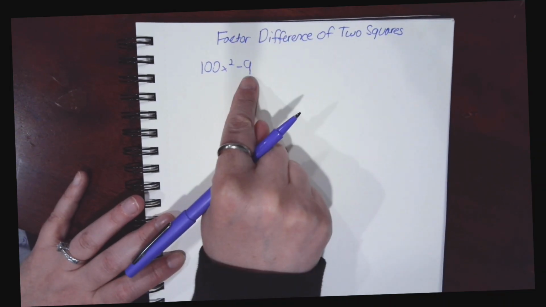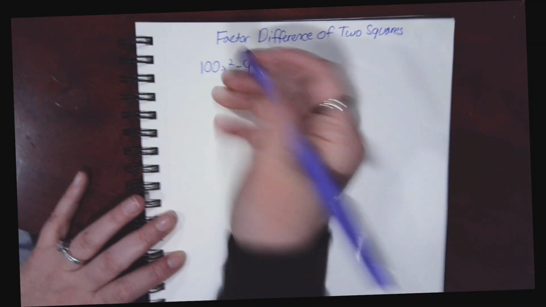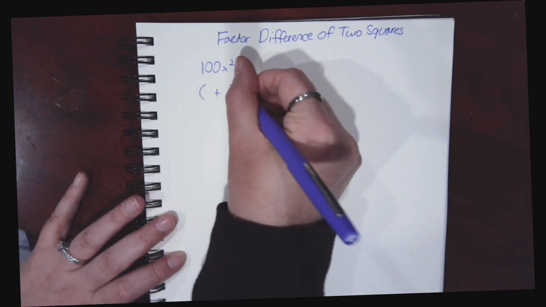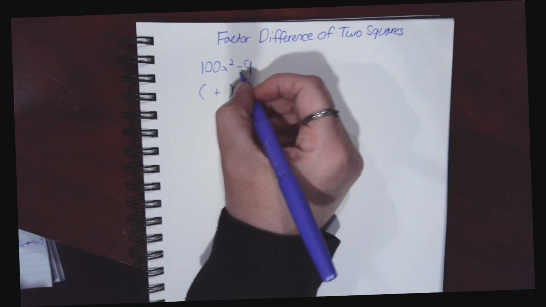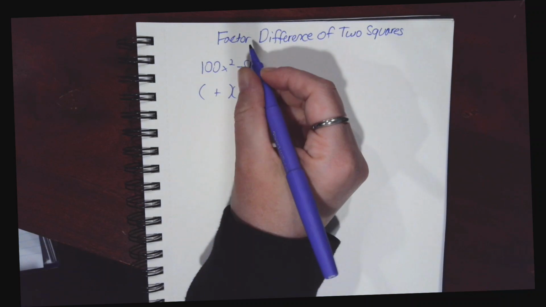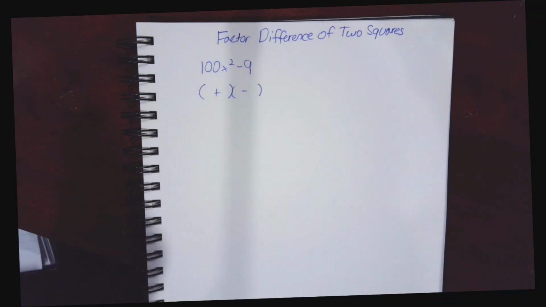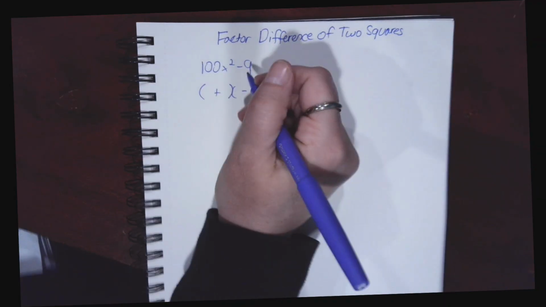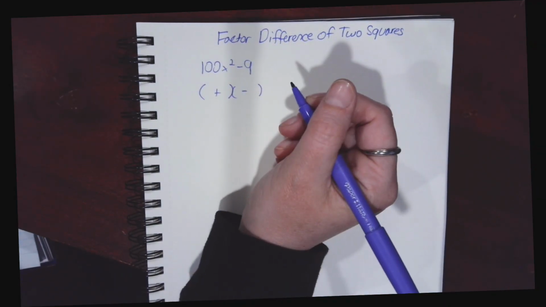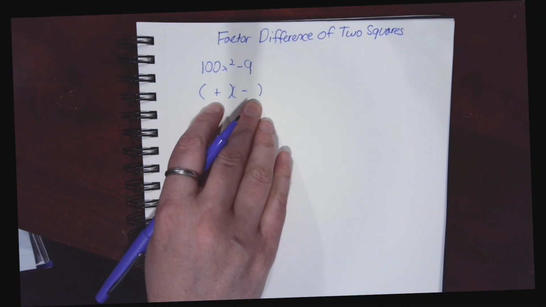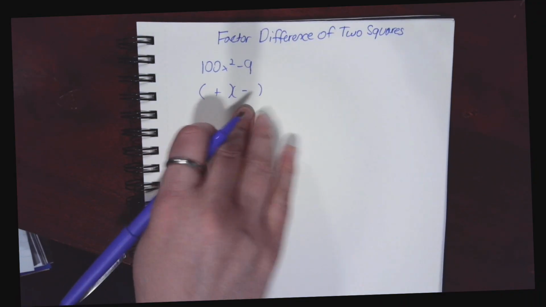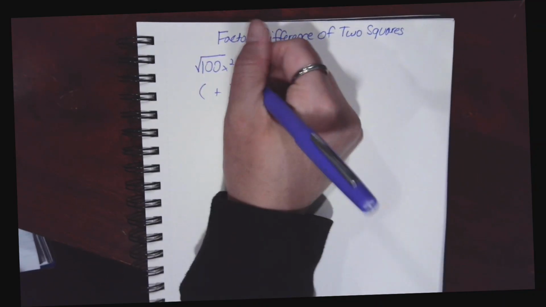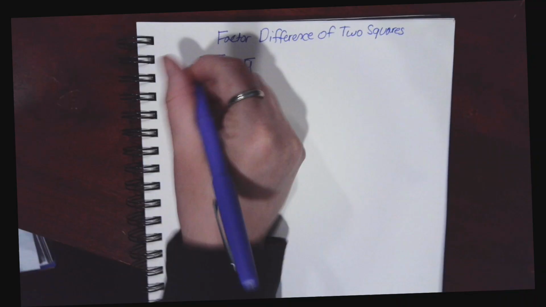Because I need to multiply to get to this final term, I know my signs have to be positive and negative. That is the only way to get a negative product, is by multiplying a positive and a negative. Also, when I'm looking at this, I don't have a middle term. So that means whatever I'm putting in here is going to have to cancel out, so I don't have that middle term. So let's take the square root of 100x squared, square root of 9.